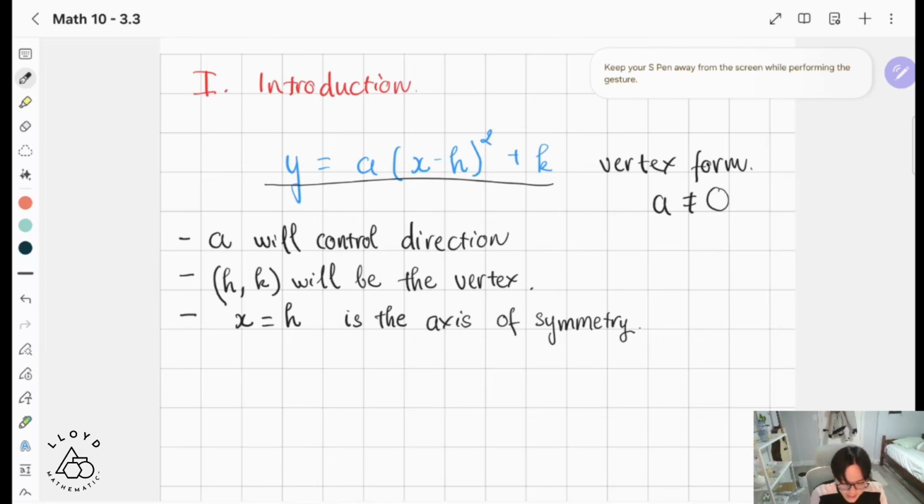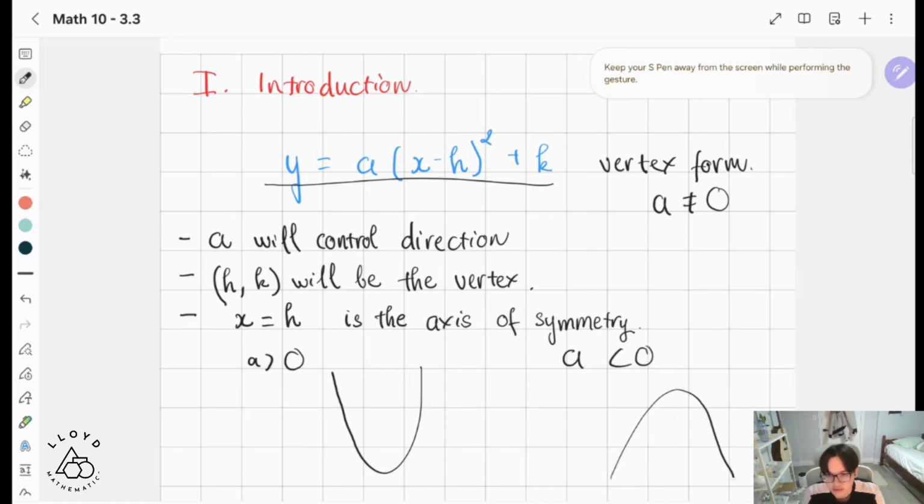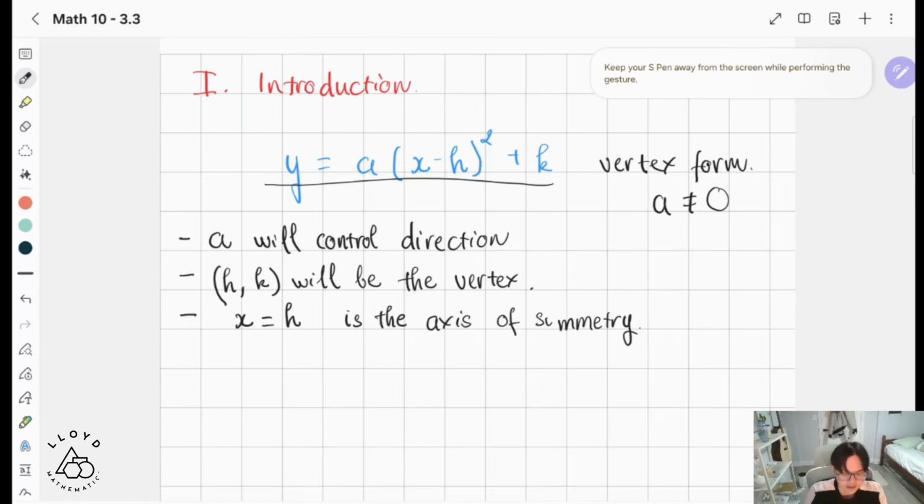And the number a here will control the direction of the graph. Like I mentioned before, if a is higher than 0, it will be facing upward, or a is less than 0, it will be like this. Just like what we learned in the previous lesson. So h and k here is the vertex point, and I will mention it later. And x equal to h is the axis of symmetry.